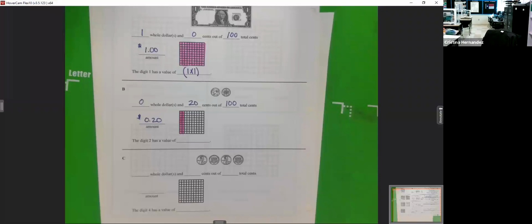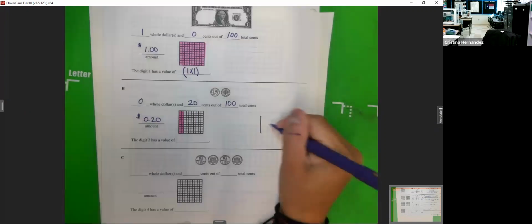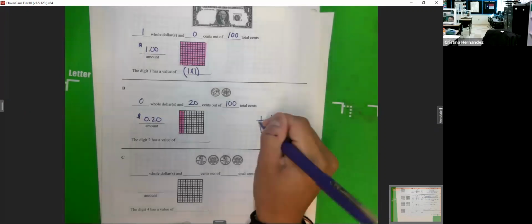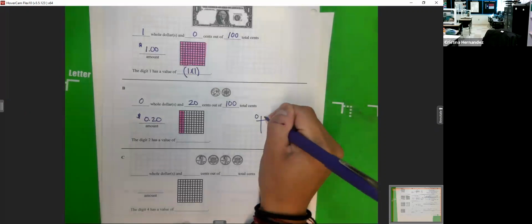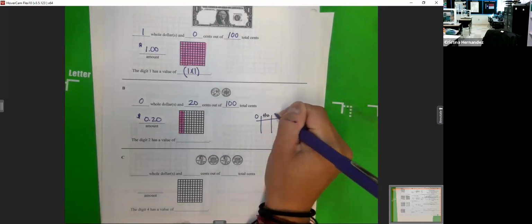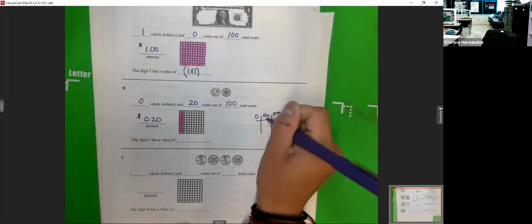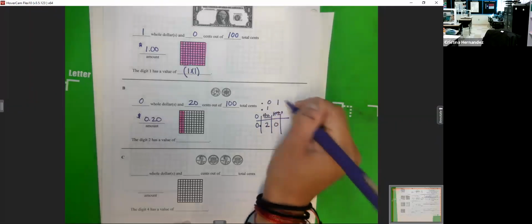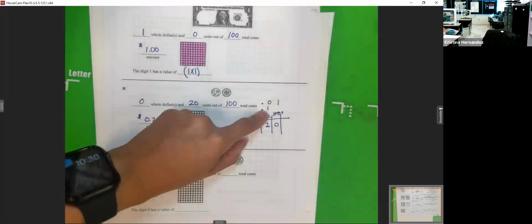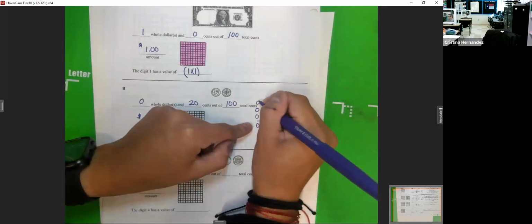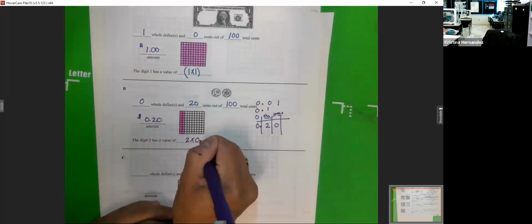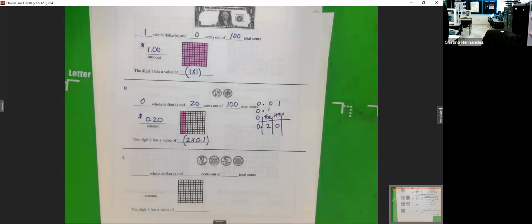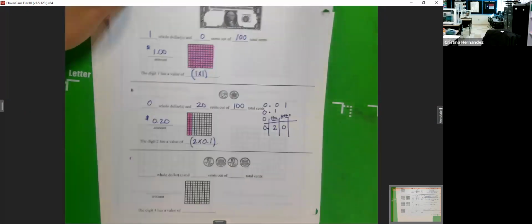The value of the two. Two times what? 100. Let me do this. So we have our holes, our tenths, and here's our hundredths. Our tenths and our hundredths. So we have 0.20. So 0.1 and then 0.01. What are we going to multiply the two times? Two times 0.1, just like we were doing earlier with expanded notation. What do we have shown here? Is that 4 pennies?